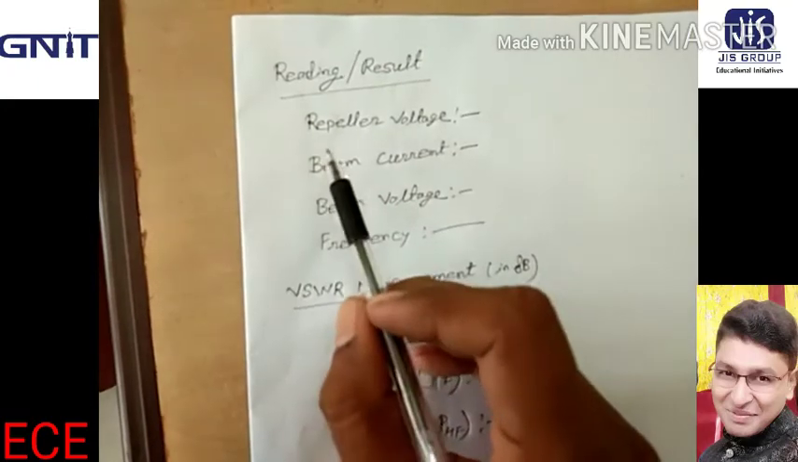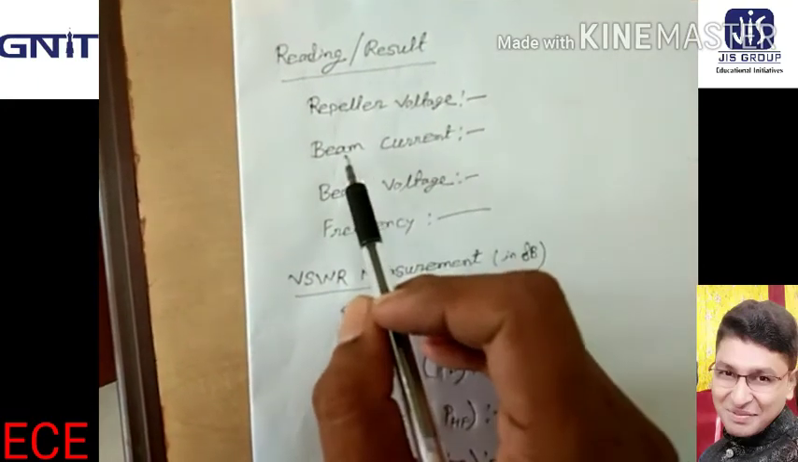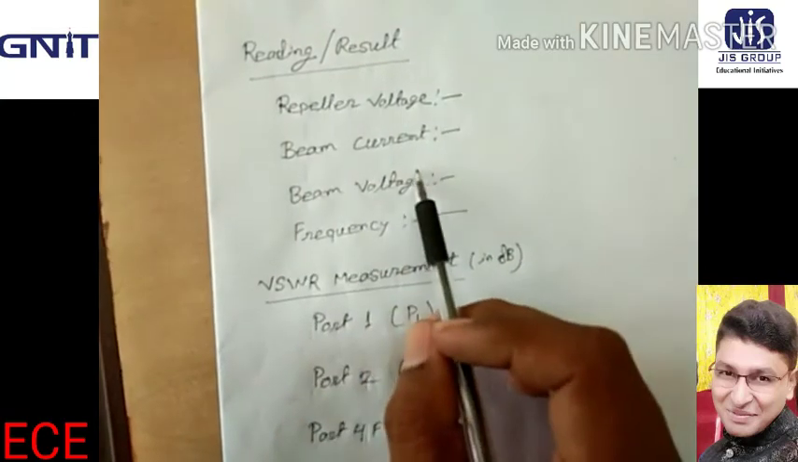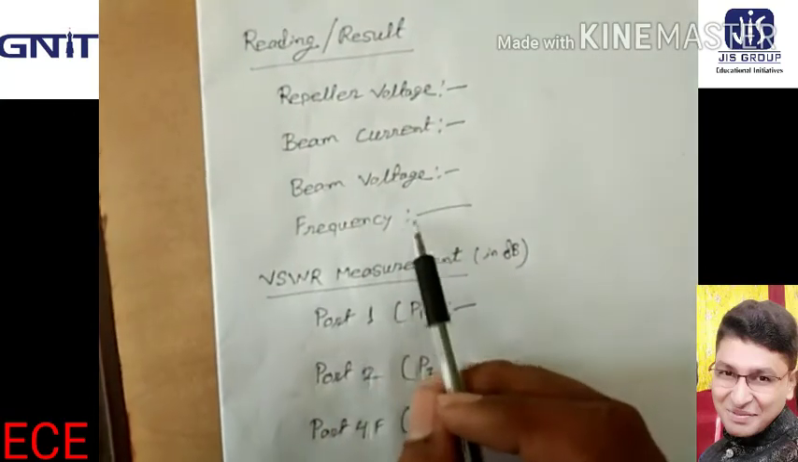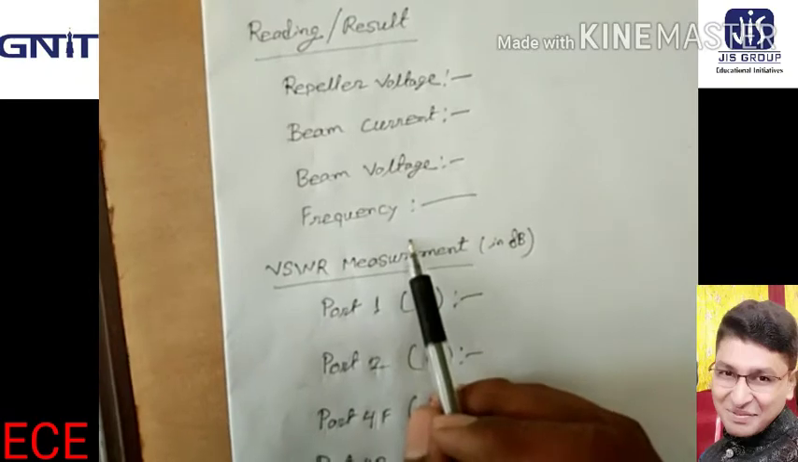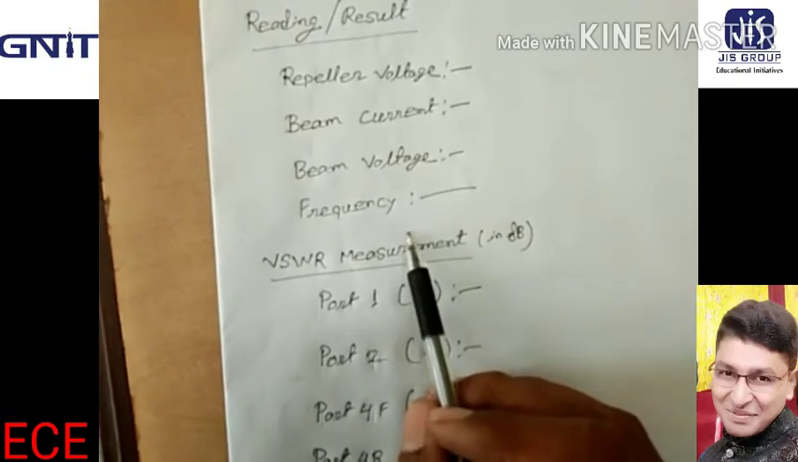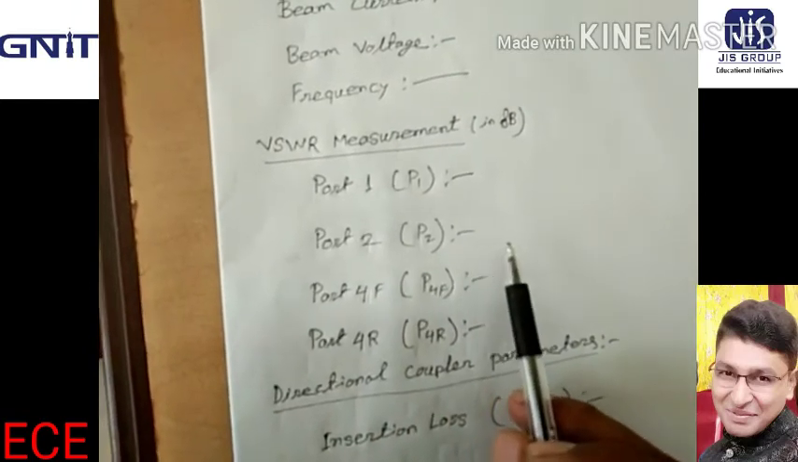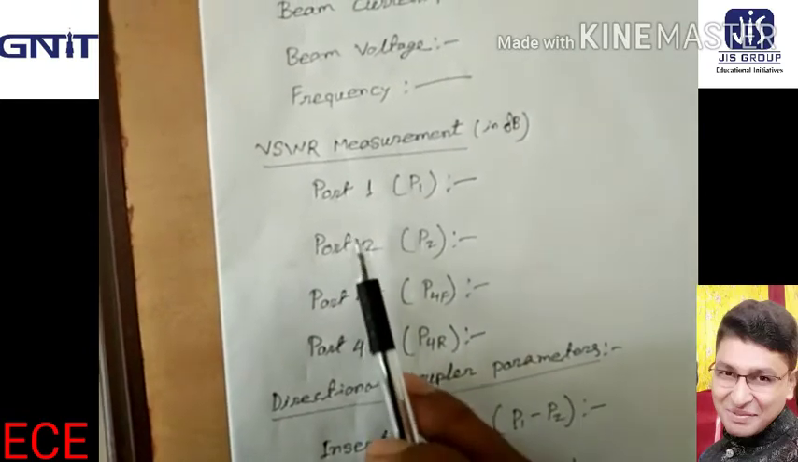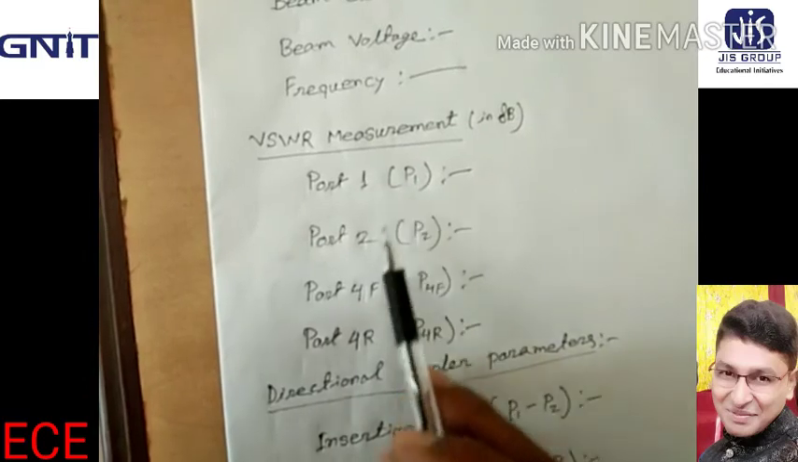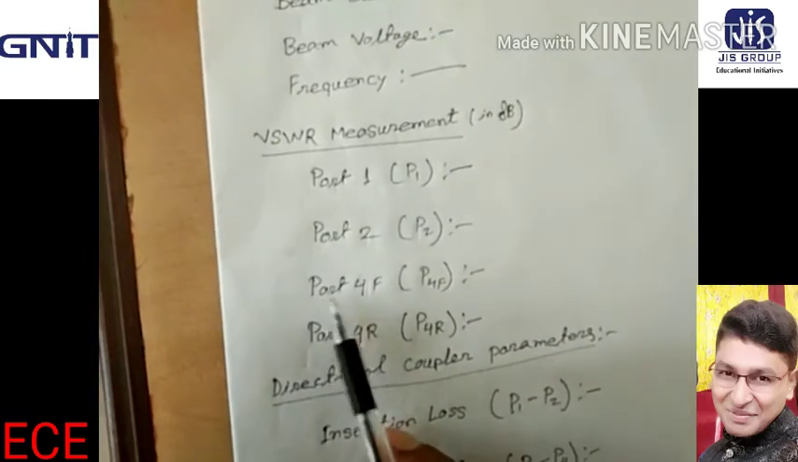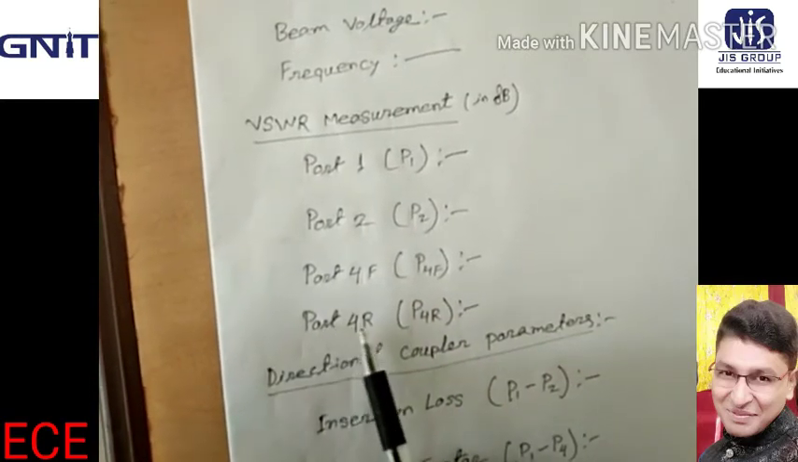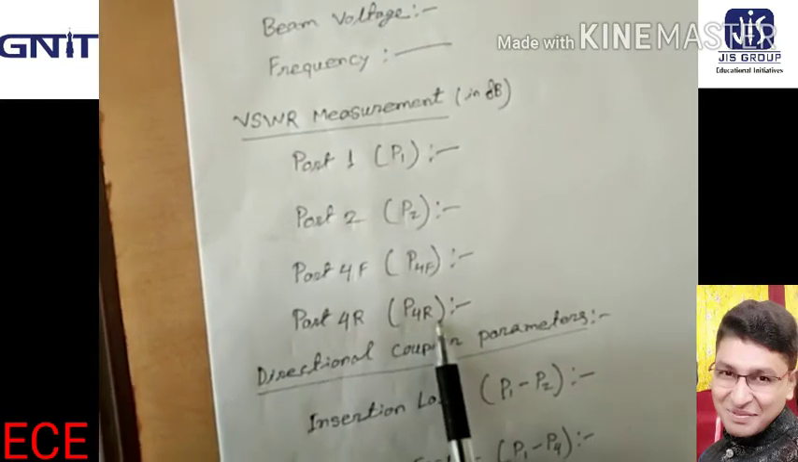This is our reading or result. First measure the repeller voltage, then measure beam current, then beam voltage, frequency, that is resonant frequency or operating frequency, and VSWR measurement in dB: port 1, port 2, port 4 in a forward direction and port 4 in the reverse direction.